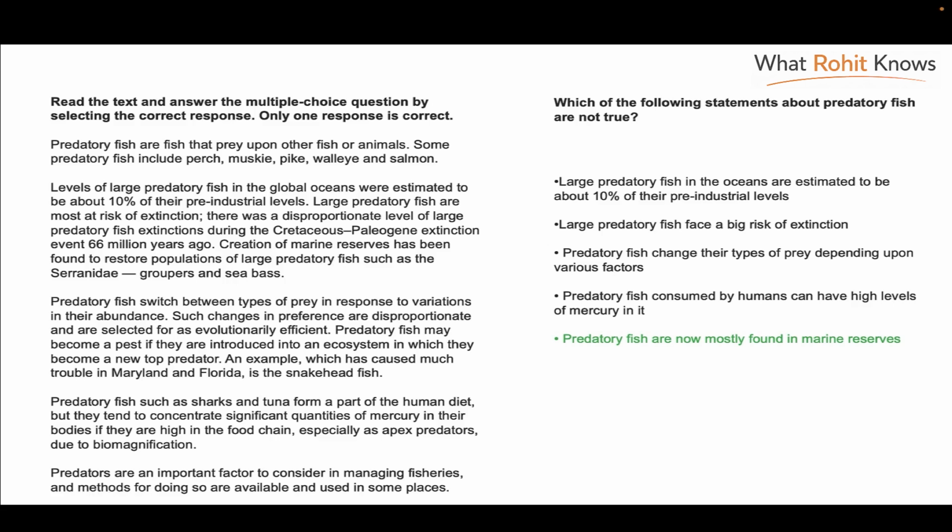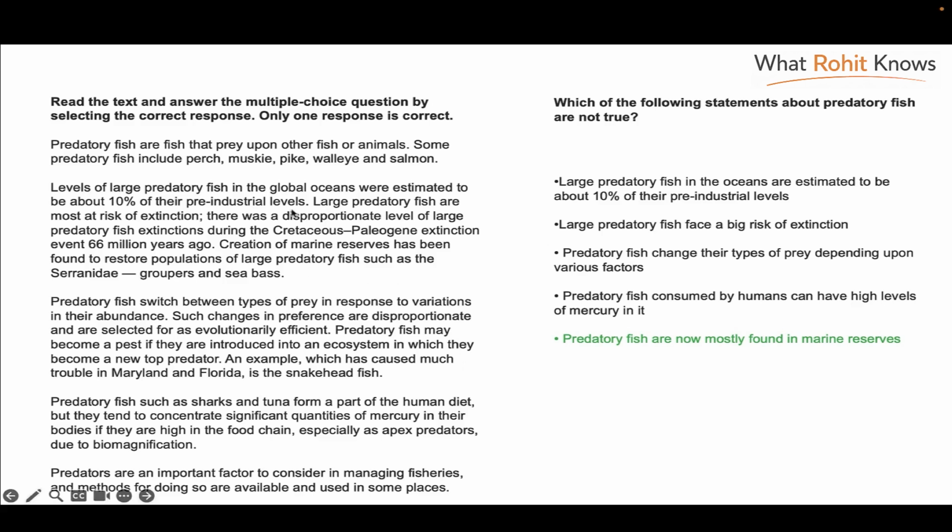Restoring a population is something you do to fight extinction as a response to extinction. But it does not say that that is where the predatory fish are mostly found nowadays. The first line still talks about global oceans, etc. And maybe the global oceans, though it is just about 10% of pre-industrial levels, but probably they still contain most predatory fish in the world and not just the marine reserves.